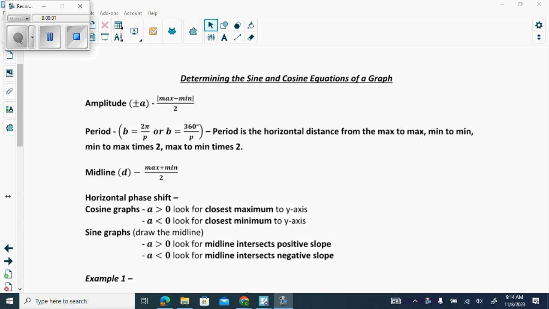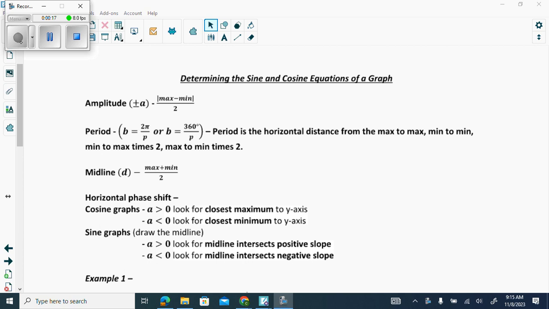Every time we determine the equation of a graph, we can actually come up with 4 equations because our amplitude can be plus or minus, right? And we can do sine and cosine graphs because sine and cosine graphs are just horizontal phase shifts of each other, right? Now some people say, well, I just want to do one.